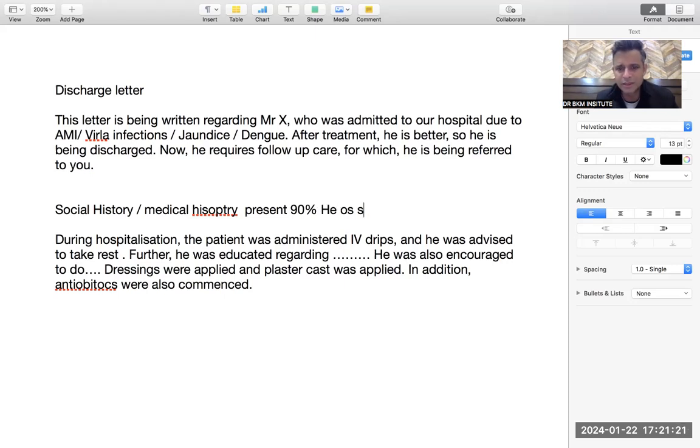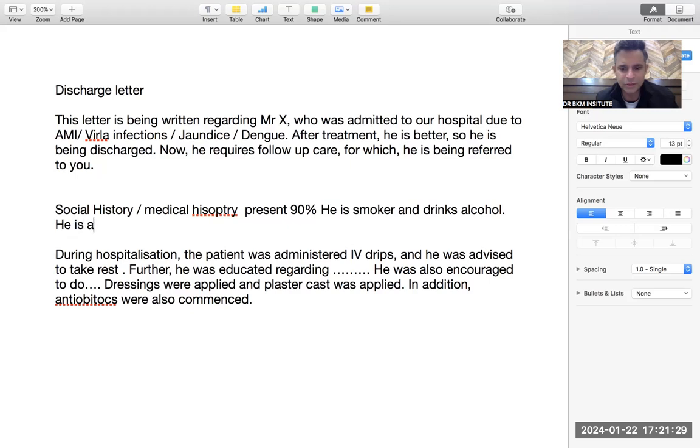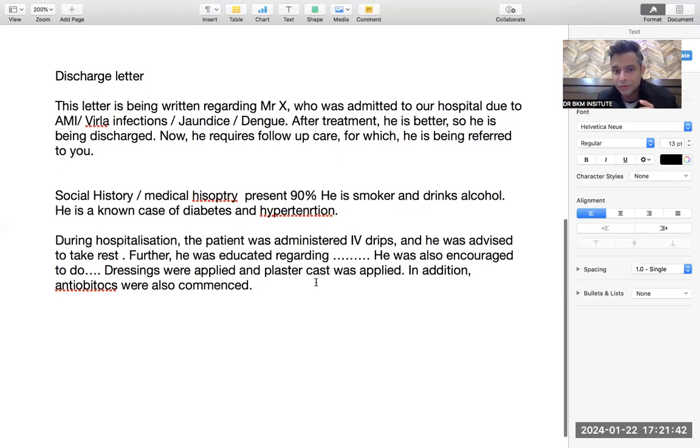But generally saying he is a smoker and drinks alcohol, something like that. He is a known case of diabetes and all that stuff. Whatever you want to put here, and hypertension. So you can put the tenses over here. That's it. Almost three paragraphs are over.